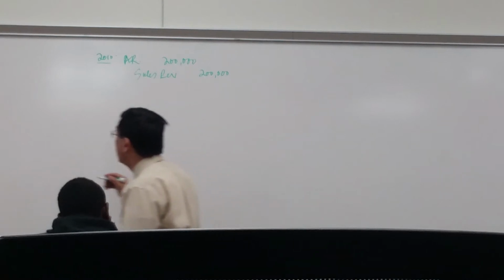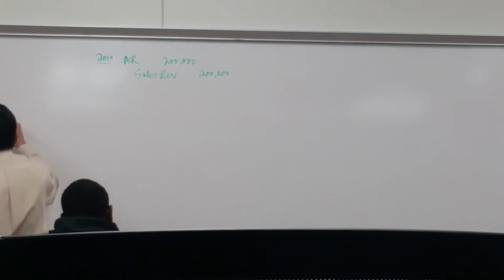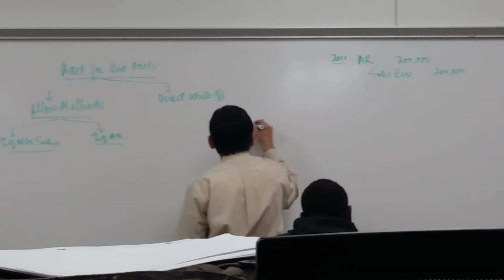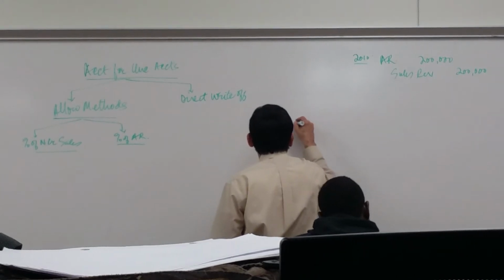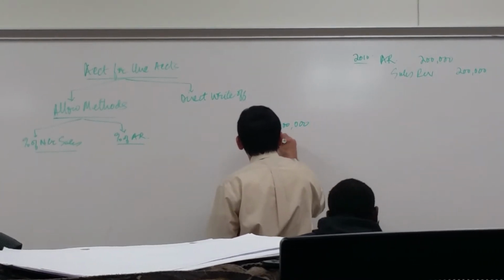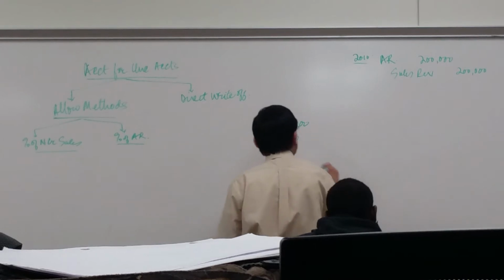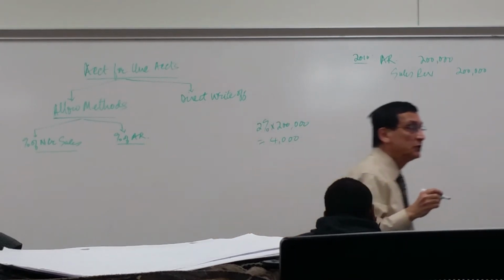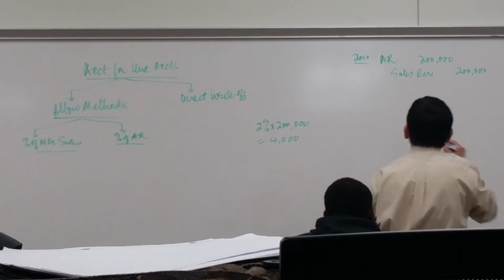2% of net credit sales. My credit sale was what, 200,000? How much would it be? Would it be 400,000? So come year end, the company wants to create a reserve.